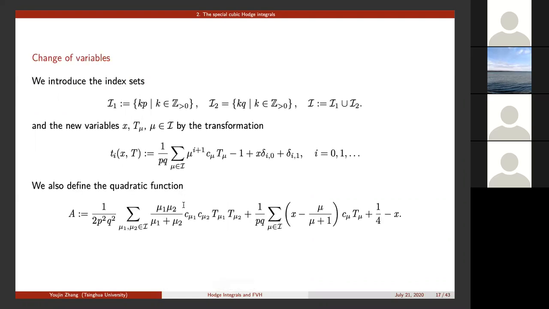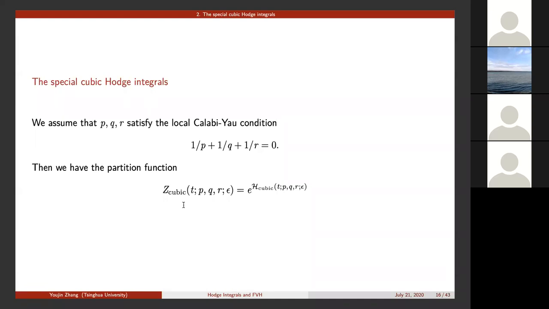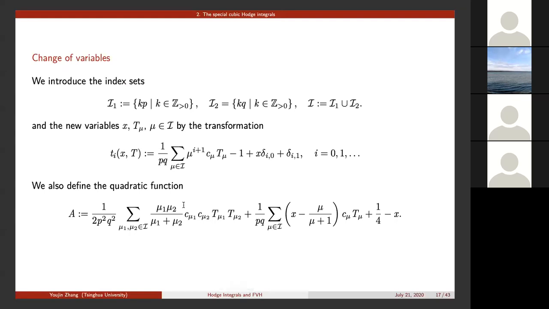And now let me explain what our integrable hierarchy is, how to relate this partition function with some integrable hierarchy that we can describe clearly. For this, we introduce some index sets. Our parameters actually depend on two parameters, p and q. So we denote by I1 the set of integer multiples of p, and I2 given by integer multiples of q. These two index sets may have intersections. We denote by I their union.